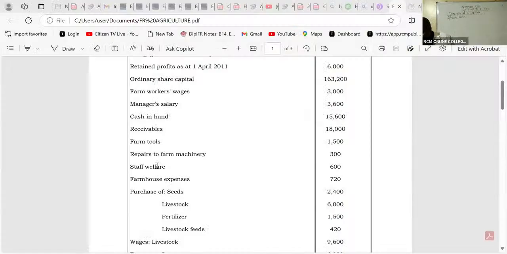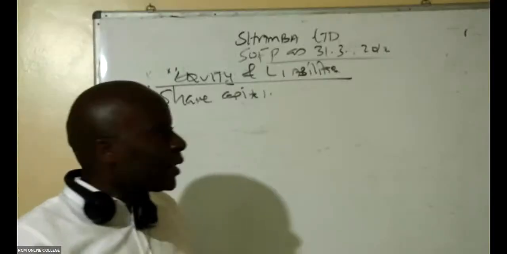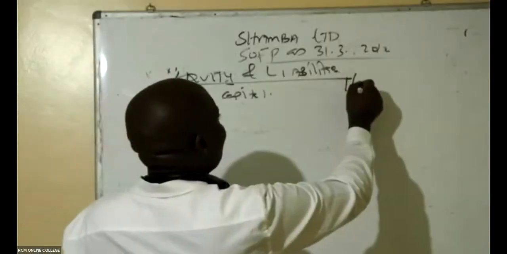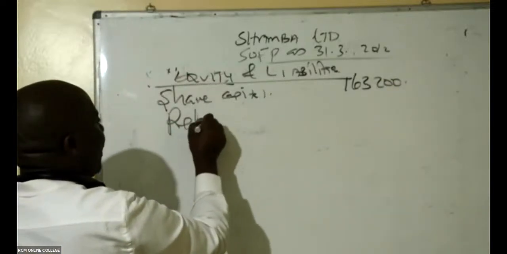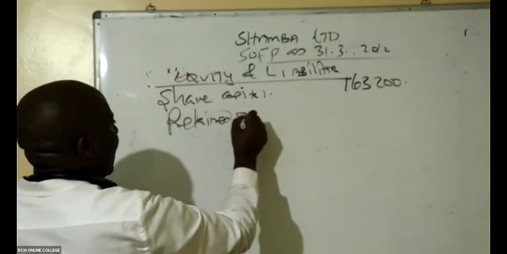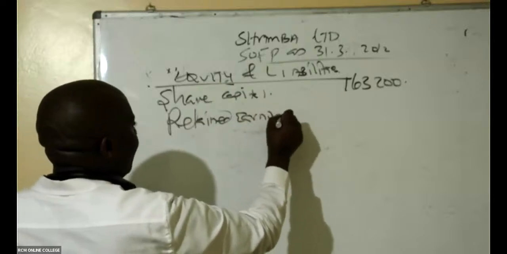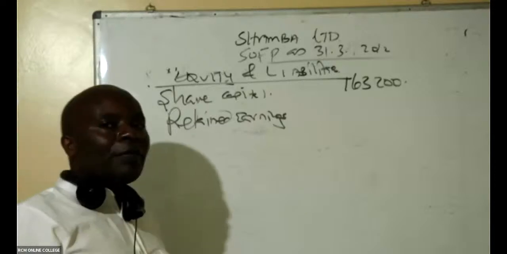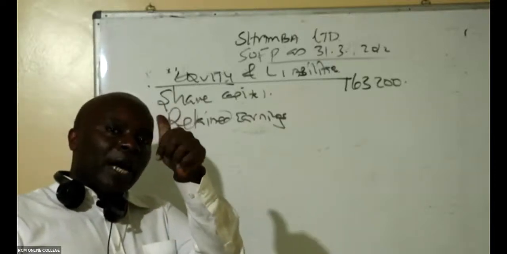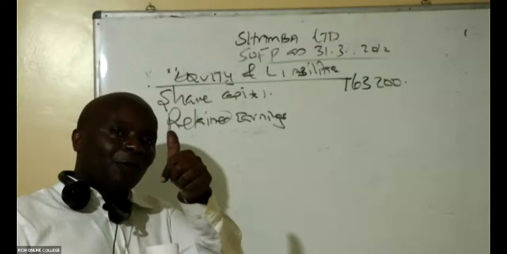Is there anybody who is able to pick? You can see your ordinary share capital, 163,200. And then we have retained earnings, which is a form of equity. So retained earnings, you have to be very, very bright. We have the cumulative retained earnings carried forward.